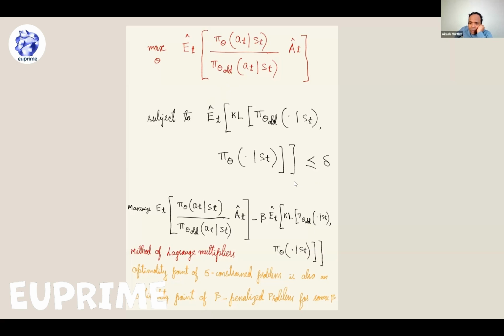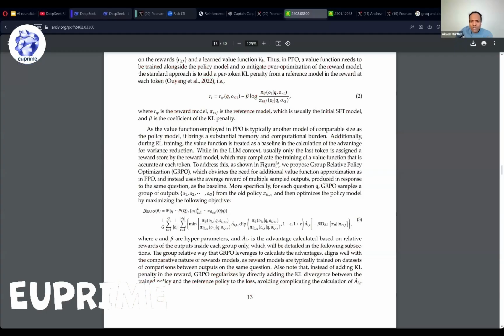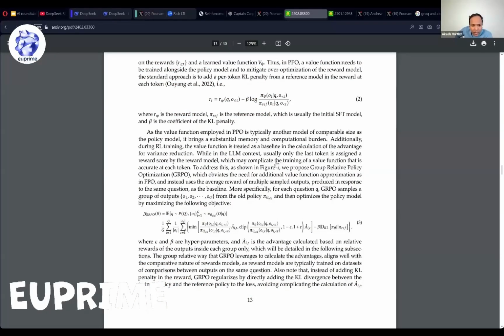So if you go back to the actual R1 paper, can you go back to the R1 paper? Keep this and go back. So if you look at what these people have done, this is essentially the same thing I've written there. So it's a ratio. You're minimizing an objective function as a ratio of probabilities, and you're constraining it with a KL divergence, which essentially says that you're not going too far away from your original probability.